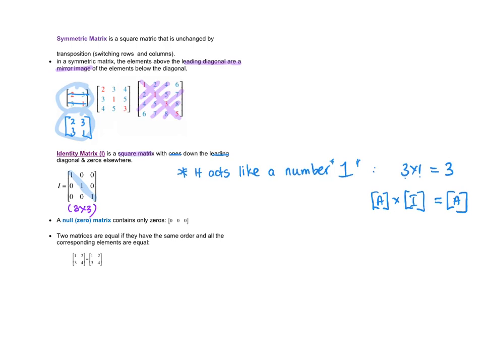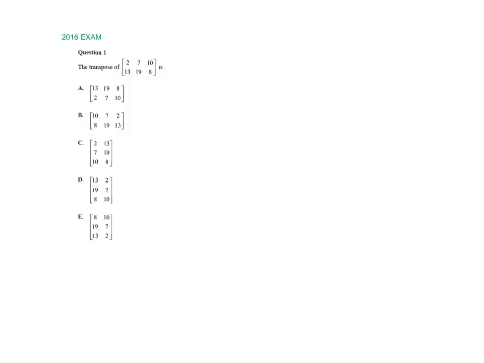And then we've still got some other types of matrices. A null matrix just has zeros in all of it. Pretty easy. And then if 2 matrices are equal, they have to look exactly the same. So we can see here, if they're going to be equal, they have to look exactly the same. So that's the only way a matrix is equal to another matrix. All right, so let's keep going.